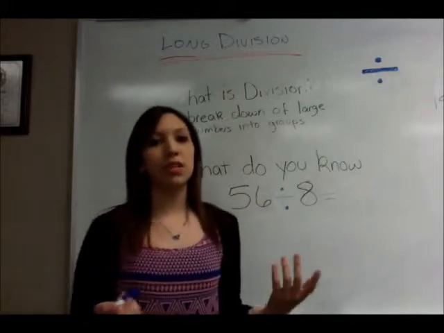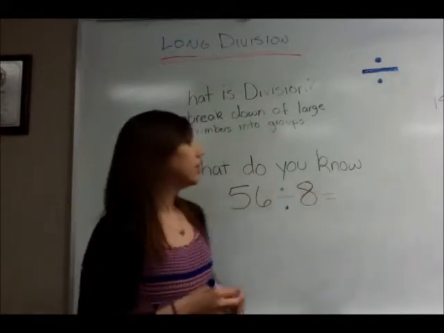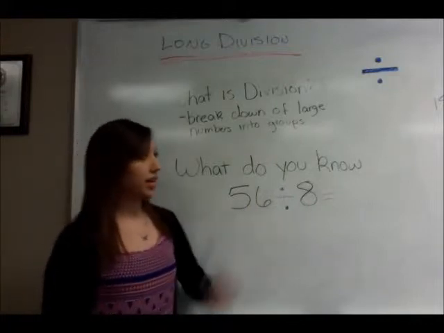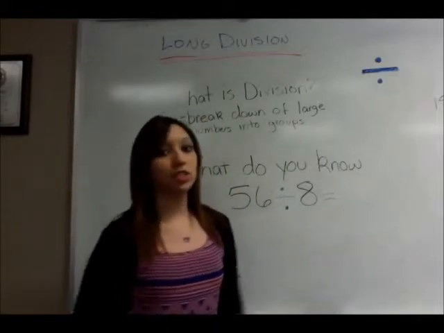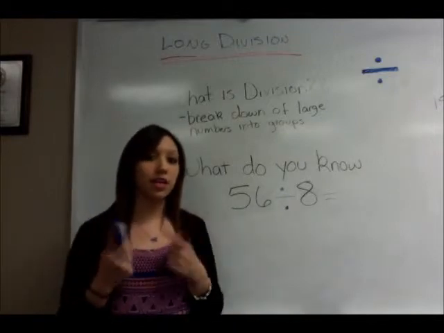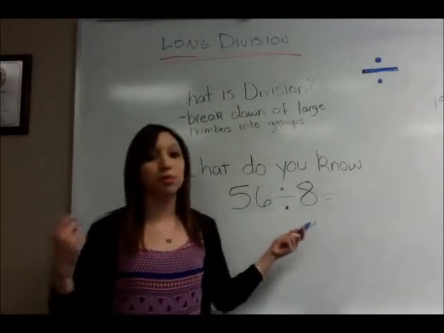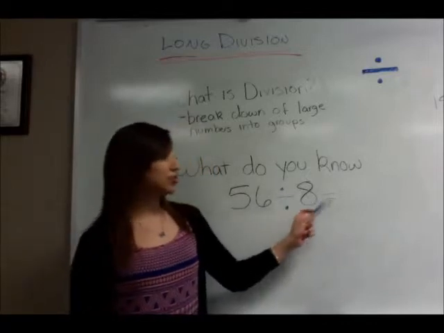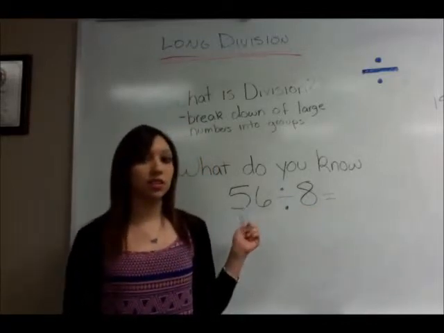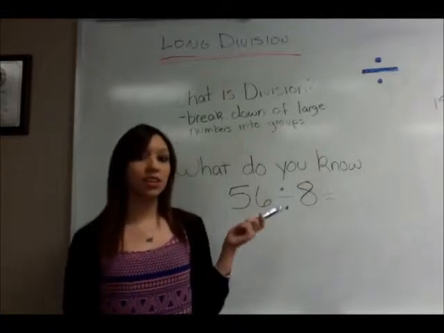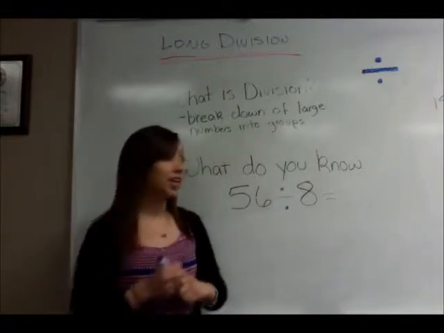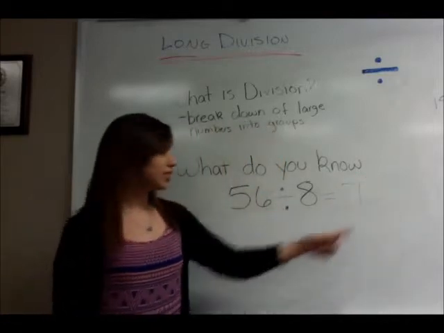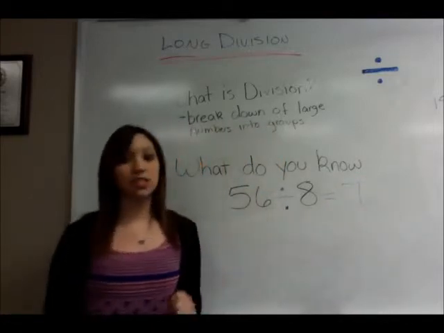Okay, teacher, what do you mean? Or I can't really remember. Okay, well, let's just say we have the problem 56 divided by 8. How will we get the answer? If you think about it, I think I know my multiplication tables. 8 times what gives you 56? 7. Okay, so the answer would be 7. 7 times 8 is 56.